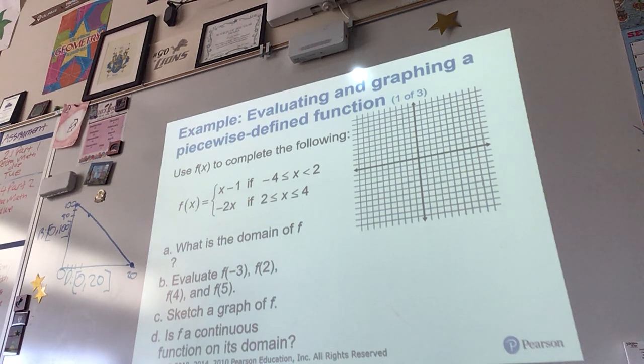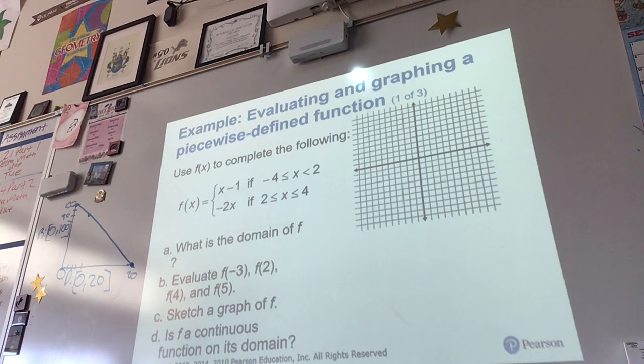Okay? So this problem wants us to answer 4 questions. It wants us to talk about the domain, what numbers we're allowed to plug in. It wants us to plug 4 numbers in and see what happens. It wants us to graph that equation, and then it wants us to say whether or not the graph is continuous, or whether or not it is in one solid piece. Okay? So let's talk about the domain.